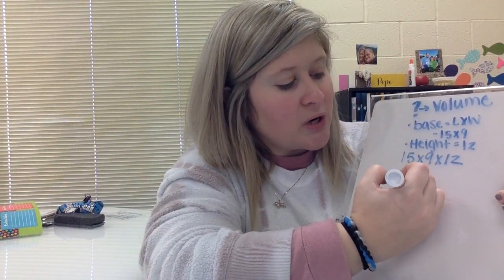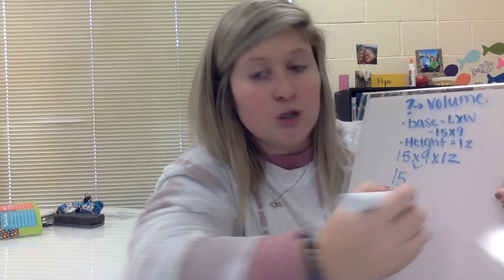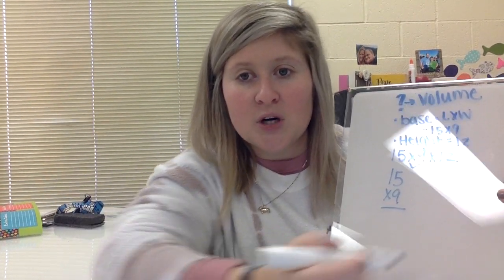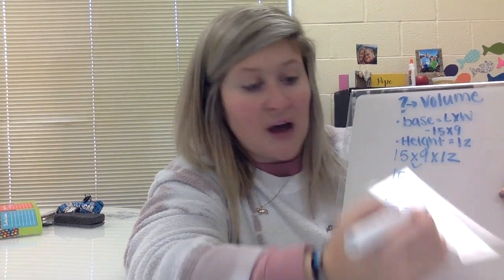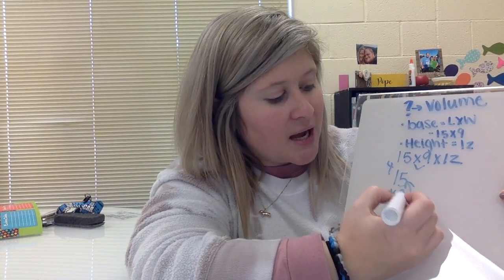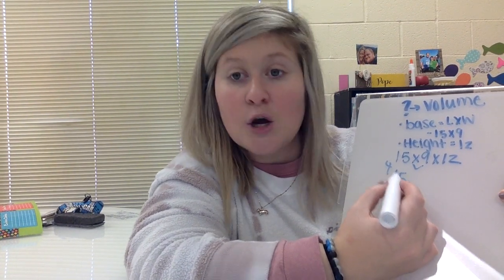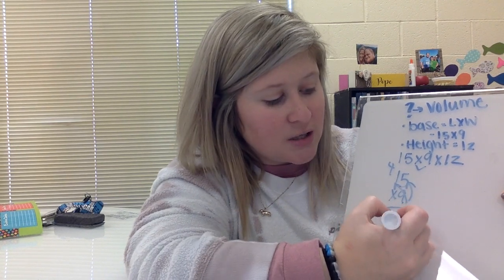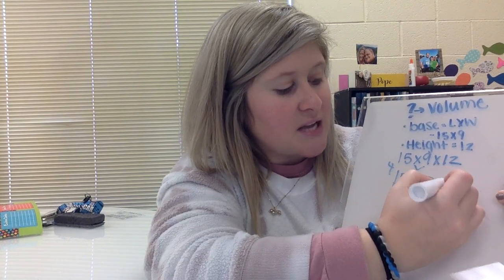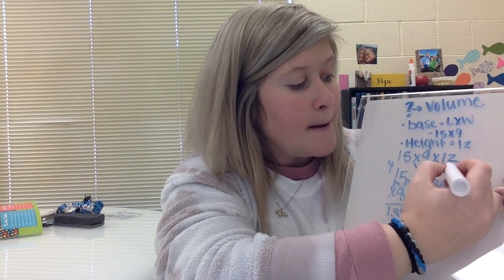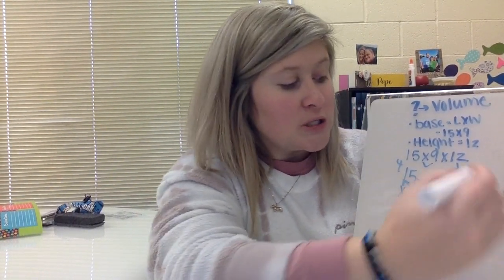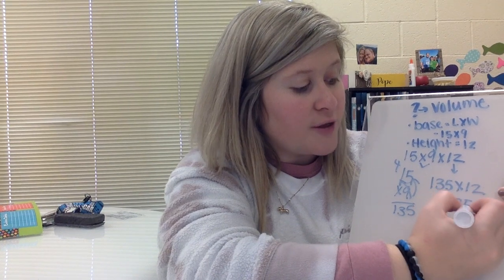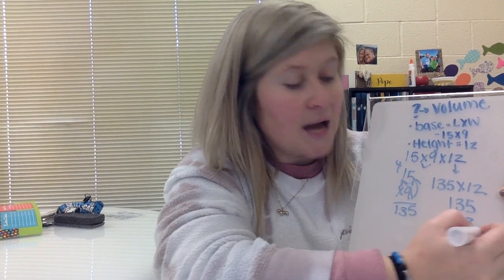Okay. So when I think about 15 times 9, I'm going to do the standard algorithm, but you do whatever works for you. 9 times 5 is 45. So I'm going to put my 5 and carry my 4. 9 times 1 is 9, plus those 4 is 13. So I know 15 times 9 is 135, but I still need to multiply that by 12. So now underneath, I'm going to do 135 times 12.